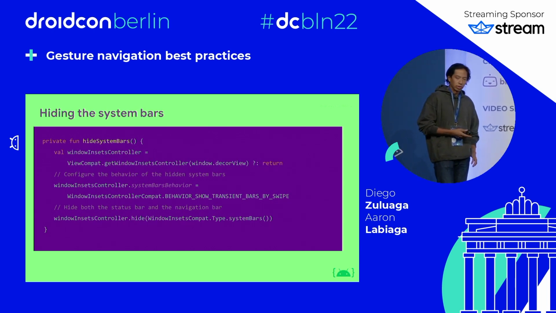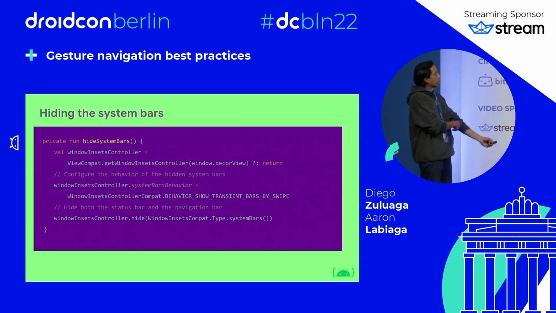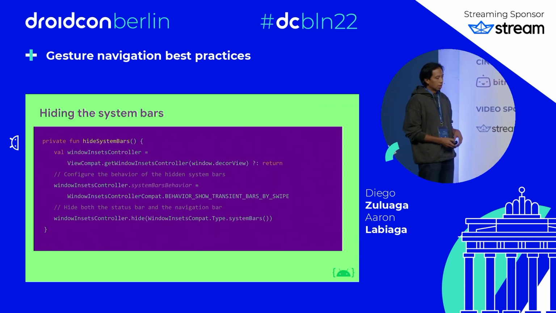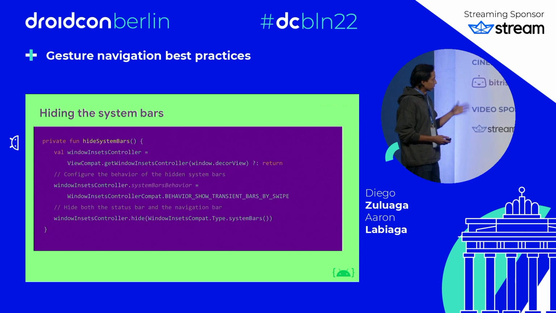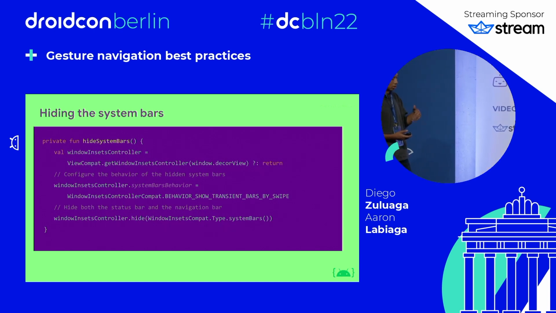So we get the window insets controller, we define the behavior of the hidden system bars, and then you hide it. As you notice here, we are hiding these system bars, but we do have the granularity of hiding the navigation bar or the status bar, or both in this case. So another thing to note is the line of code before that, where we define the behavior of the hidden system bars. So in this case, the behavior would be the user can swipe at the bottom and invoke the gesture nav, so giving the user the opportunity to navigate or escape the app. And there's a period when the system insets would disappear again.